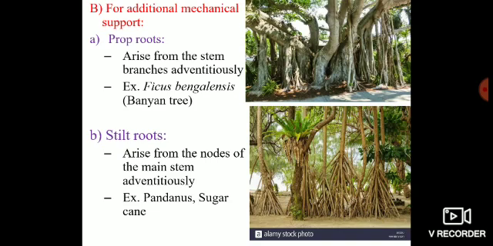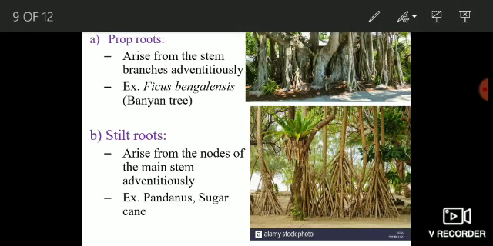The first category in this type is prop roots. Prop roots are those roots which arise from the stem branches adventitiously, and they grow vertically downward, enter the soil, and provide additional mechanical support to the plant. For example, Ficus bengalensis, which is also known as banyan tree. In the botanical garden of Calcutta, you have the great banyan tree, and that great banyan tree rests on almost 1,000 prop roots.